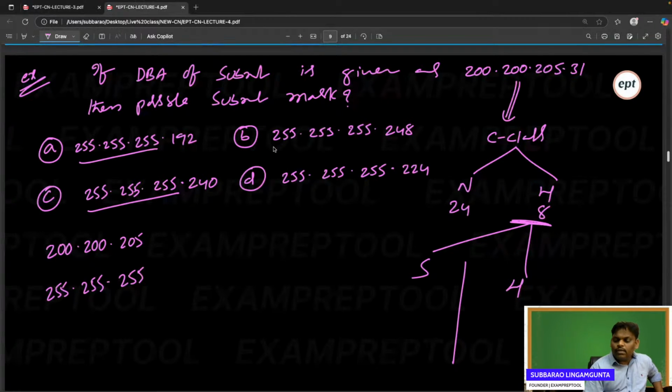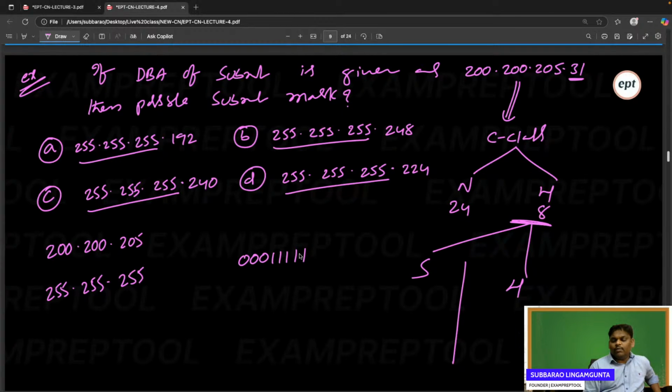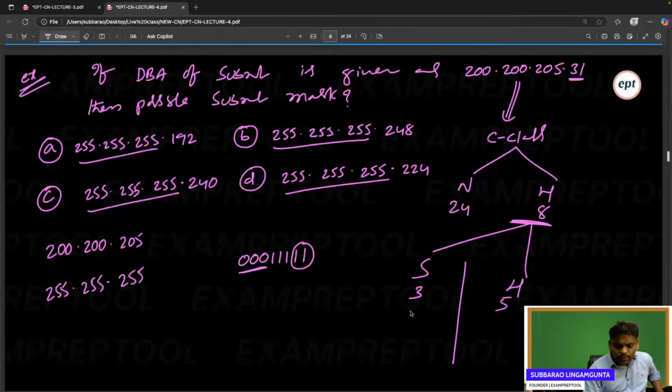The only thing is, what about subnet and what about host? Let's write the last number, 31. 31 can be written like this. So the possibilities are minimum 2 bits for host, so the subnet area is minimum 3 bits. So 3 and 5 is one possibility, 4 and 4 is another possibility, 5 and 3 is another, and 6 and 2 is another possibility.